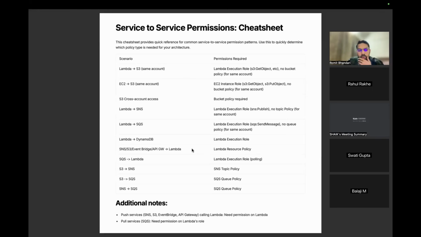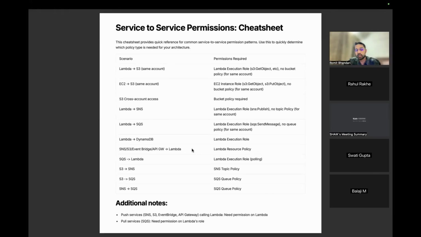Any additional notes, you see push services. Here, these are all the push services. They are pushing SNS, S3, EventBridge. They are all pushing the data into compute, or basically pushing the call into compute. So you need permission on Lambda. For push services, you need permissions on Lambda, which means the Lambda resource policy.